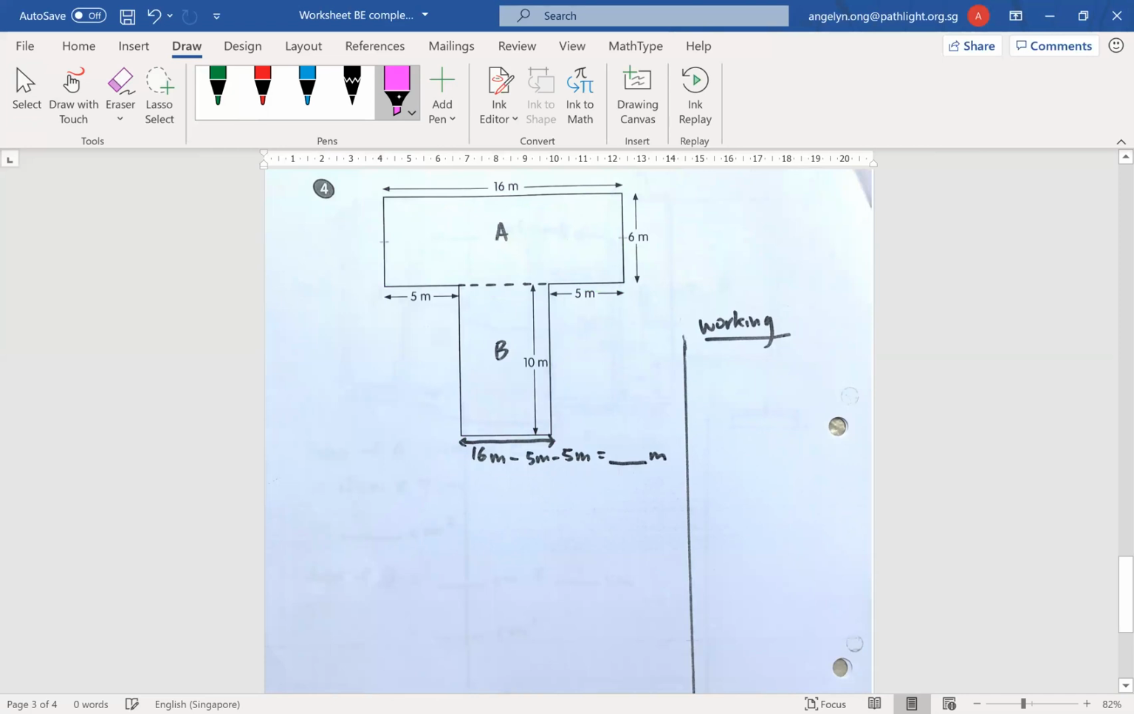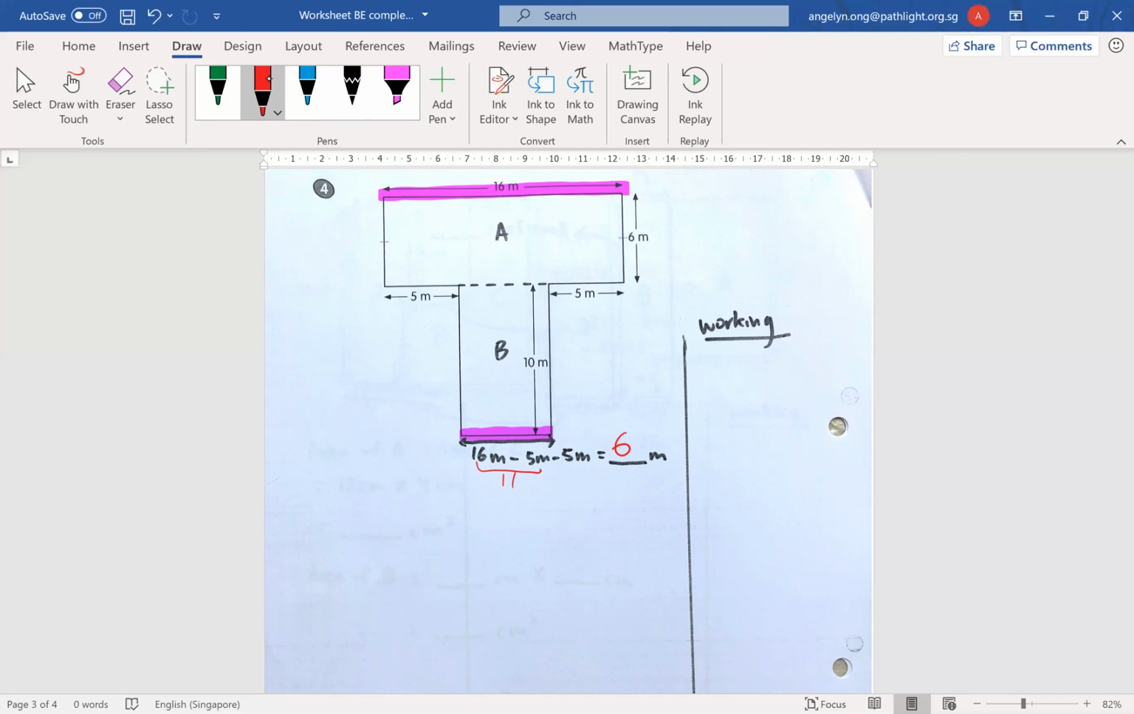So we have this unknown side over here. How do we find out its length? If we look up, you can see that it is a part of this 16 meters. And then these 5 meters and these 5 meters, they're also part of these 16 meters. So I want to find my unknown. I take 16 minus away this and this. So that is 16 minus 5 minus 5. 16 minus 5 is 11. 11 minus 5 is 6. So this unknown here is 6 meters.